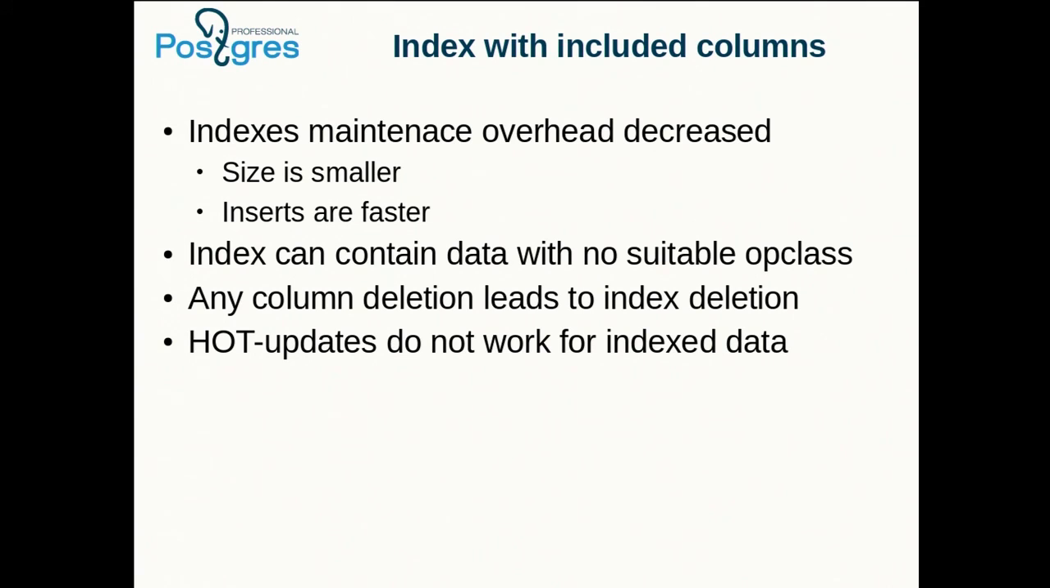So here is some conclusion of this feature. What's good? Index maintenance overhead decreased. We can have one index instead of two. It's really good. Inserts are faster as well. Index can contain data with no suitable opclass, so we can put box or anything at all into B-tree, and it's nice. But we have to do a filter on it, not just use it in a scan key. Any column deletion leads to index deletion. It's worth knowing.